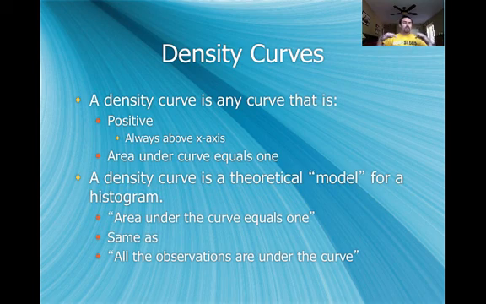And the area under the curve being equal to 1 is a little bit like saying that all of the observations are under the curve. So the number 1 is a bit of a stand-in for the number 100%. So if the area underneath part of a density curve is equal to 0.3, that's 30% of the total. That's why we use the number 1.